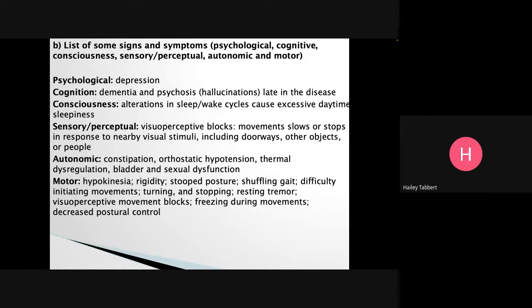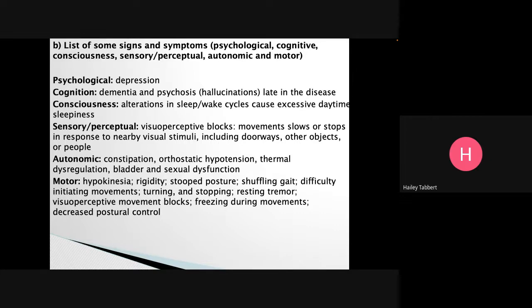The autonomic symptoms include constipation, orthostatic hypotension, thermal dysregulation, and bladder and sexual dysfunction. So pretty much anything that has a motor component can be affected by this disease. And then in terms of the motor symptoms, which are the most common symptoms that people associate with Parkinson's disease, are hypokinesia, so slow movement, rigidity, stooped posture, shuffling gait, difficulty initiating movements, both turning around and stopping, a resting tremor, those visual perceptive blocks, freezing during movements, and an inability to control your posture.